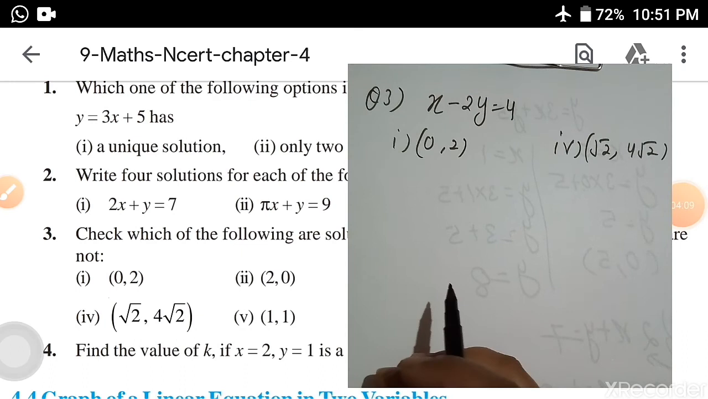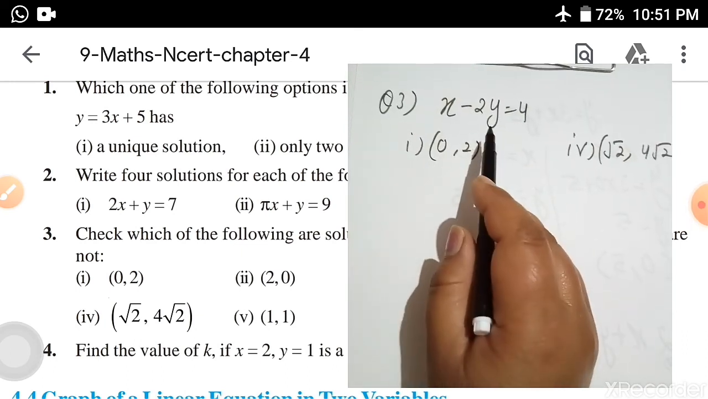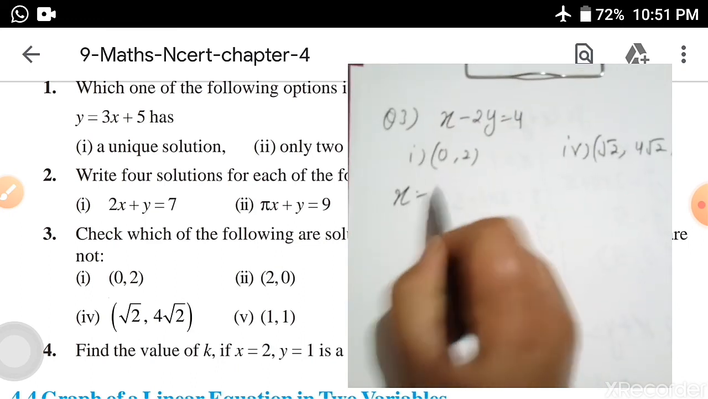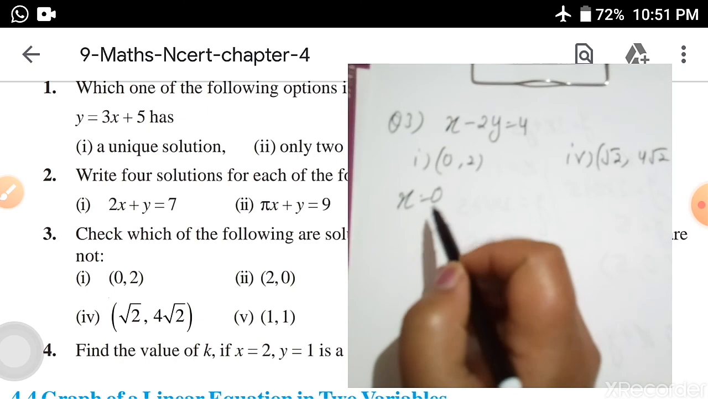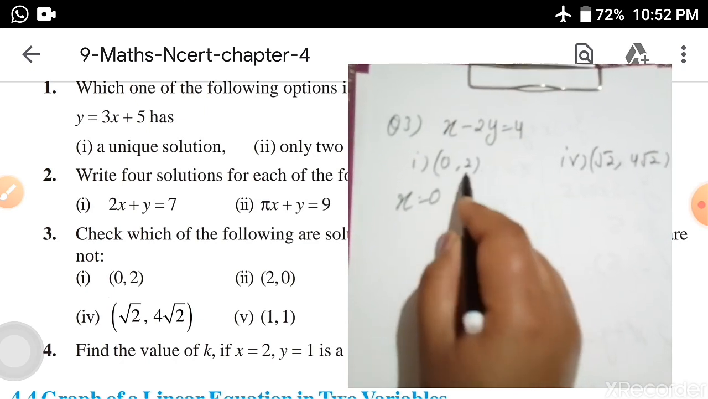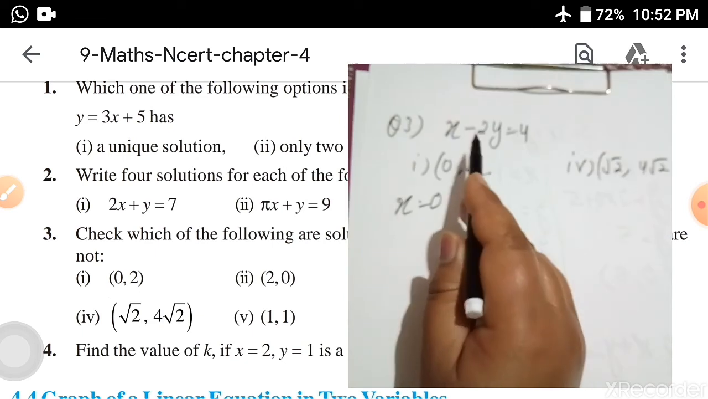The first part of question number 3: is (0, 2) a solution of this equation or not? For that, first we will put x equal to 0 in this equation. The value of y should become 2. If the answer is 2, then this point is a solution of this equation, otherwise not.